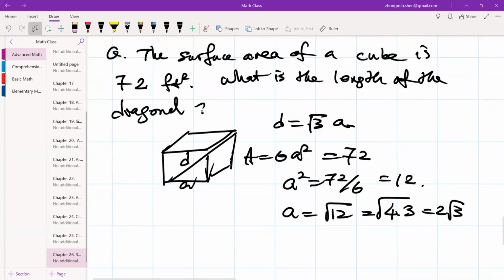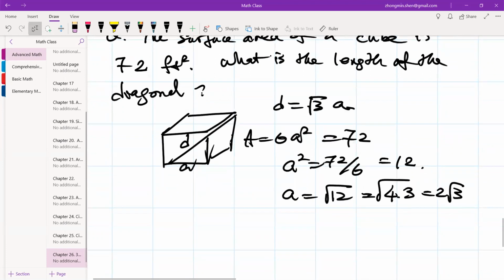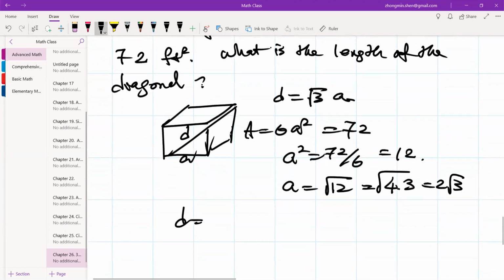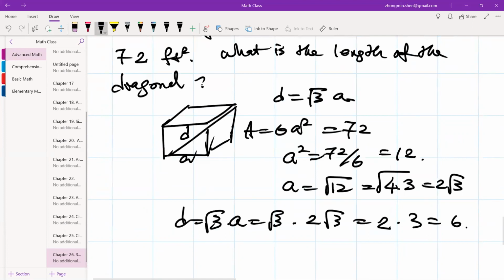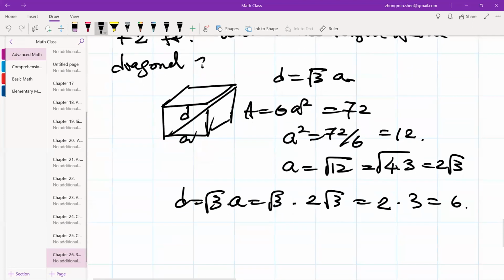Now, how do you get the 2 times square root of 6? D is going to be the square root of 3 times A. Square root of 3 times 2 square root of 3, that's 2 times 3, it's a 6. Okay, it's a 6.